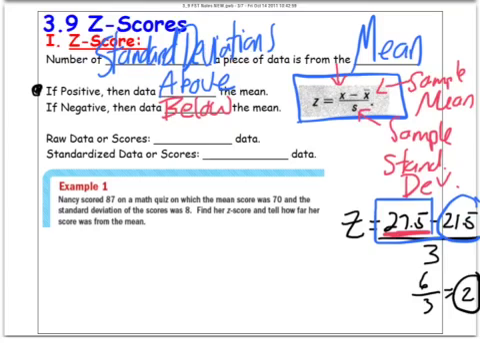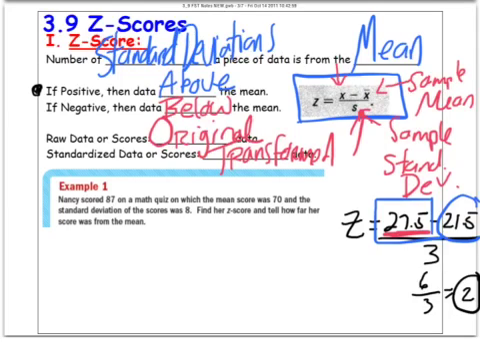Now terminology: the raw data or scores is just the original data. And in this case, the raw data we are dealing with was my score of 27.5 points. The standardized data or the score is what we call the transformed data. And the transformed data is the z-score itself.